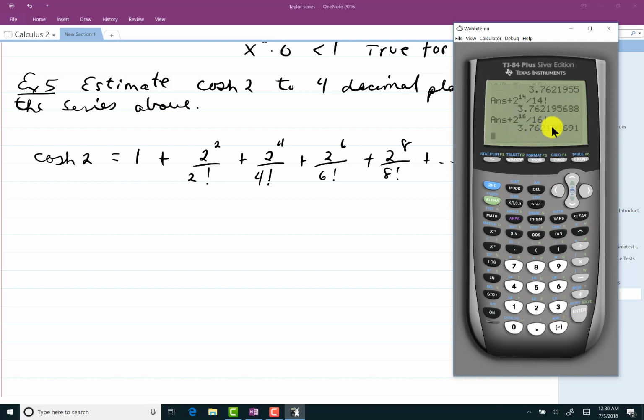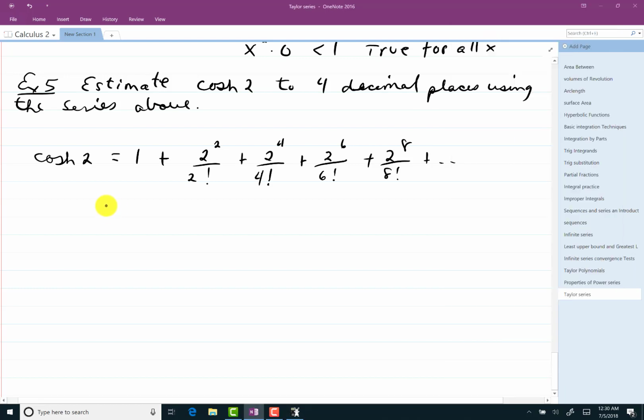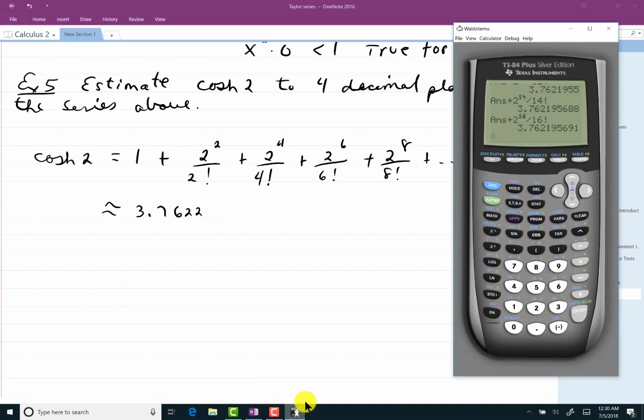Yeah, now I really feel good about it. So my thing is approximately 3.7622. That's the 4 decimal places. And if you want to check it on your calculator, if you look along your keyboard, you will not find any of the hyperbolic functions. If you want to find it, I'm not sure where they keep it other than in this one spot.